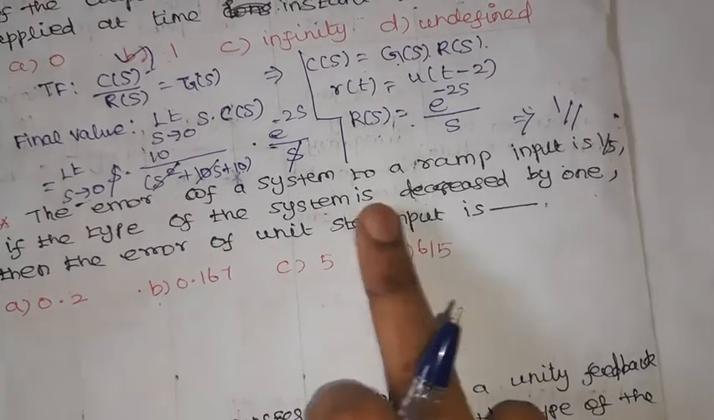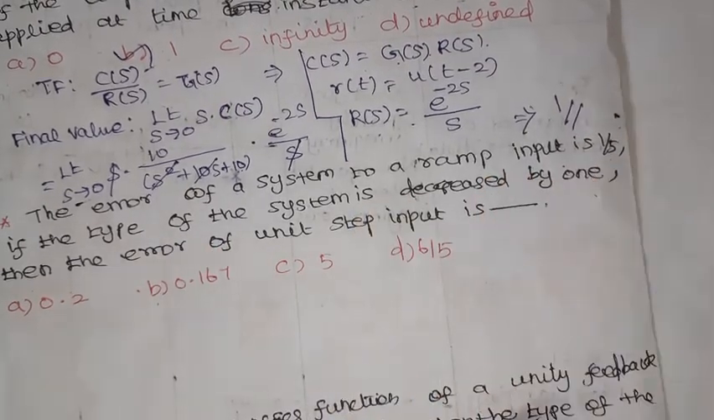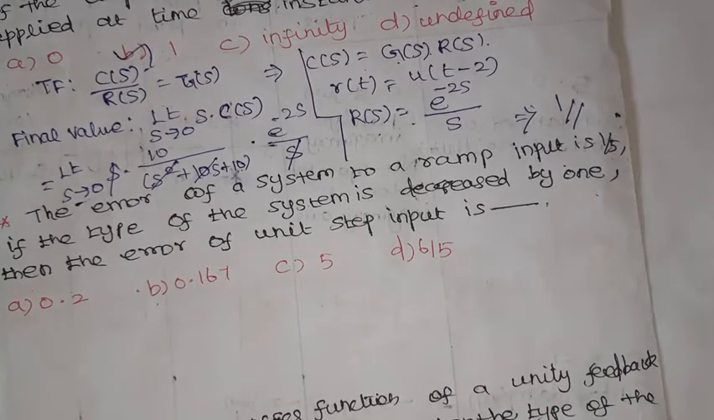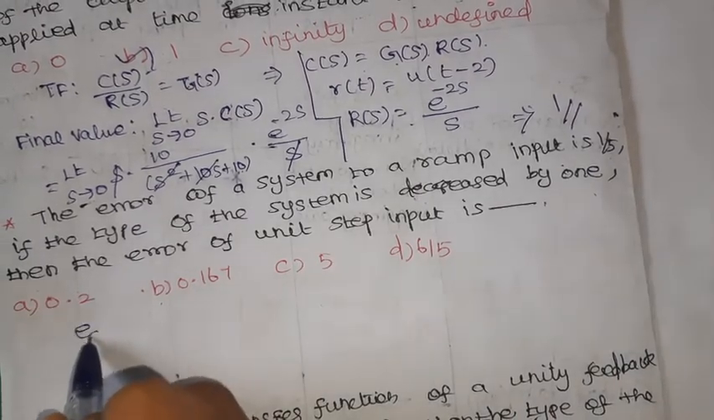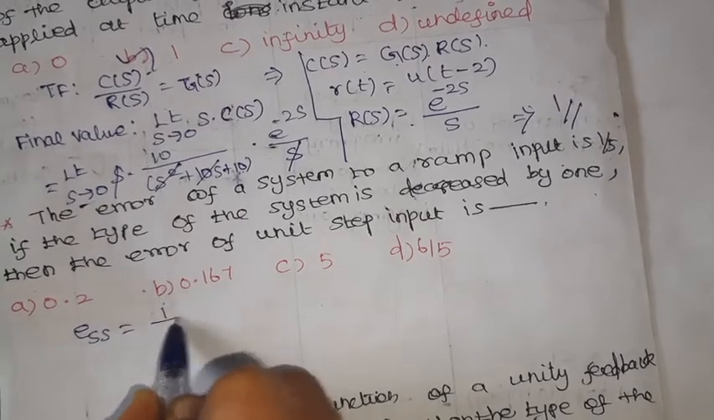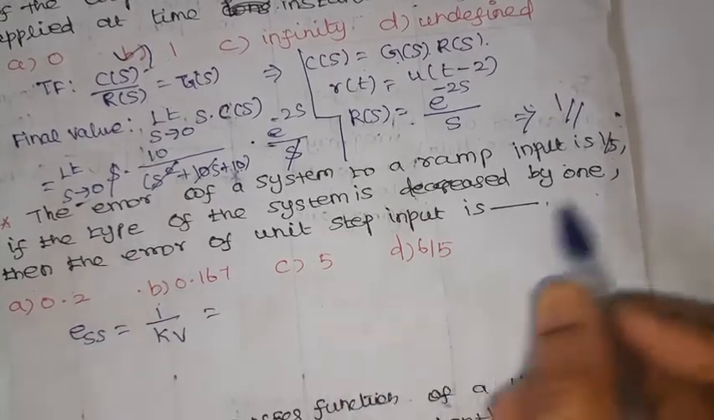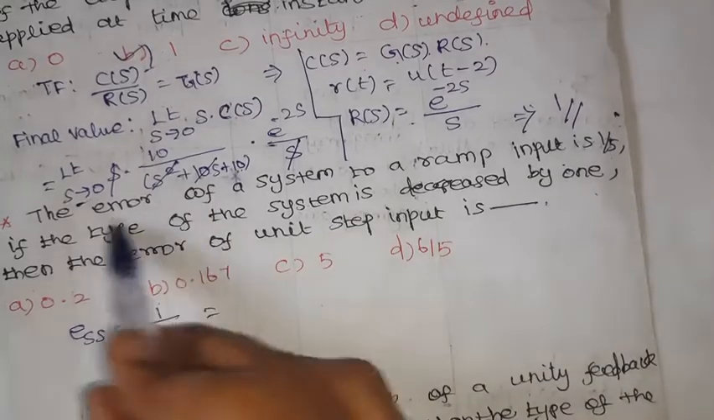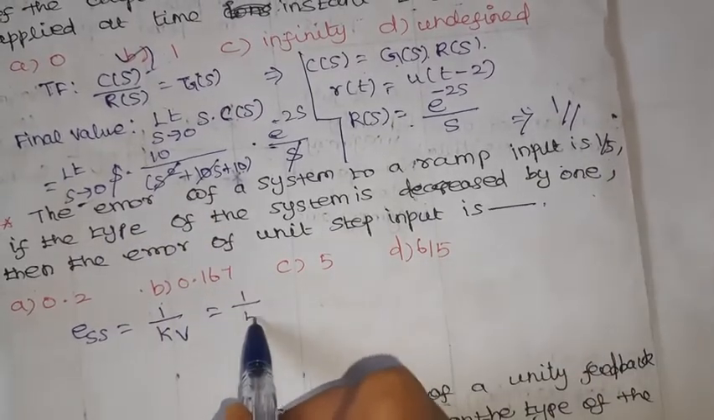What is given? The error of a ramp input system. What is the steady state error of a ramp input system? For a ramp input system, the steady state error is nothing but 1 by Kv. So, what is 1 by Kv? Steady state error is given as 1 by 5.